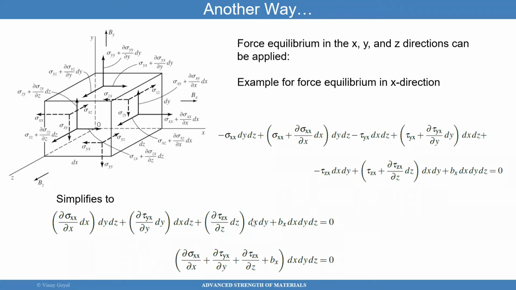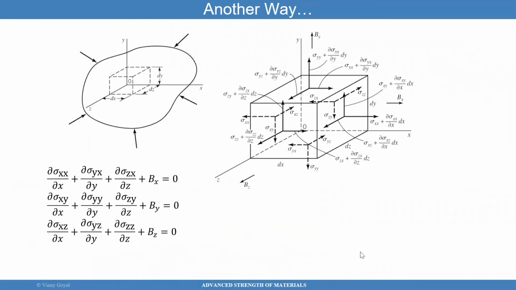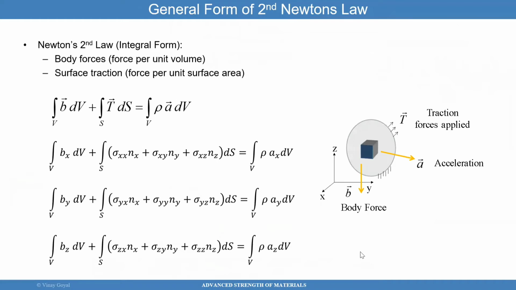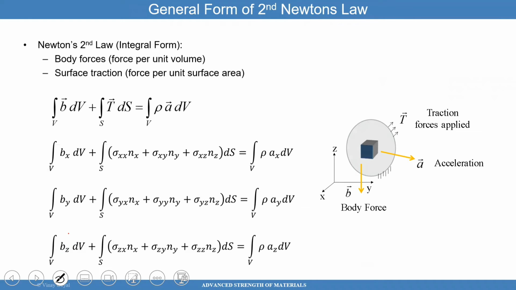So I've shown that in the x direction, we get the same answer as previous. Now let's look at why the stress tensor is symmetric. There's a way to show that using the conservation of angular momentum. Basically, you have these forces that we were discussing earlier.